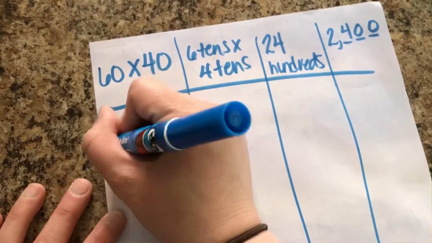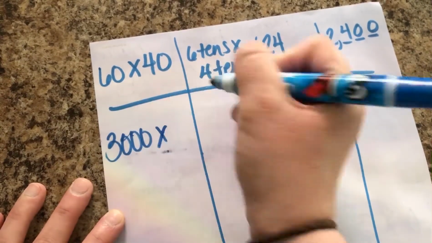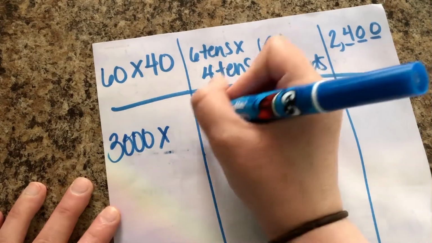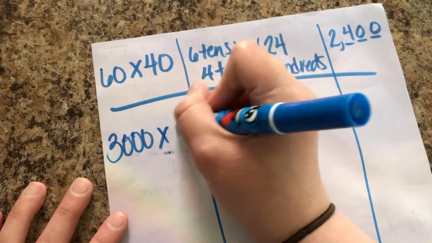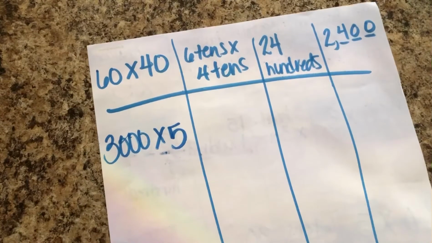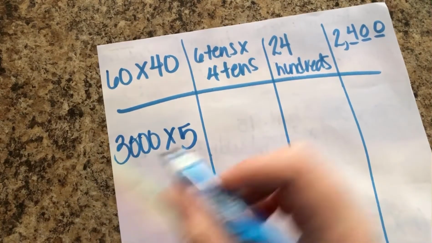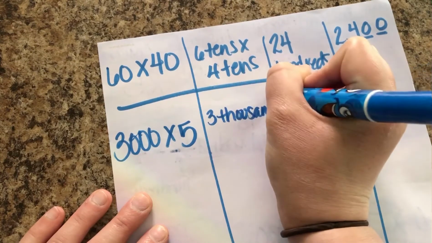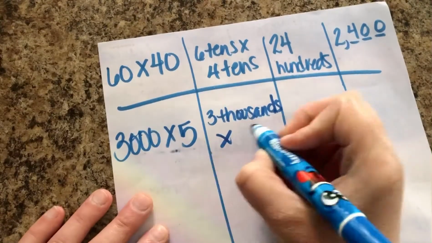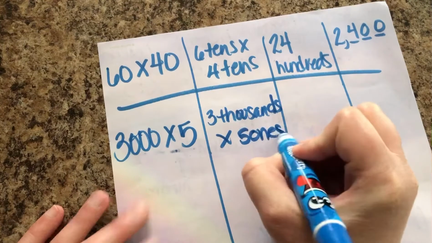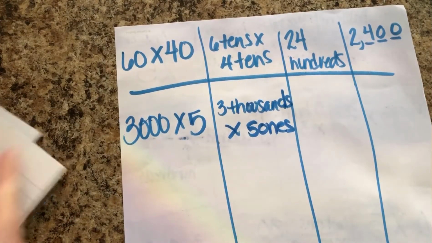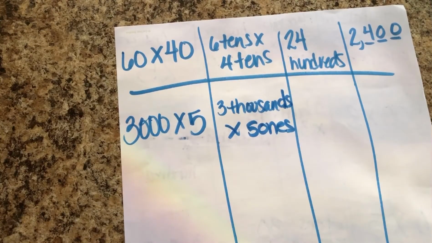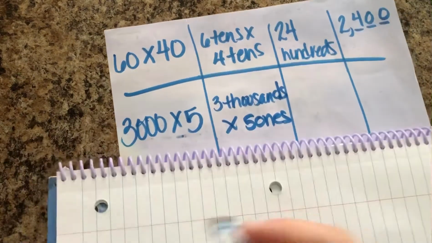Okay, so the last one is a thousands times a 1-digit number. So let's do like 3,000 multiplied by, what do you guys want to do? Let's say 5. Okay, so now, what do we know? We have how many thousands? We have 3 thousands. And we have 5 ones. Okay, go back. Ooh, our property of 1. What do we know? Anything times 1 is itself.